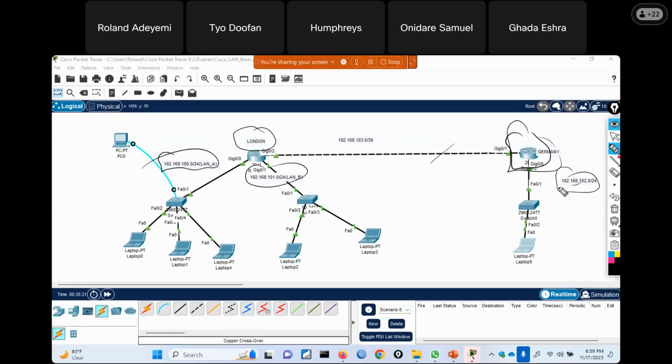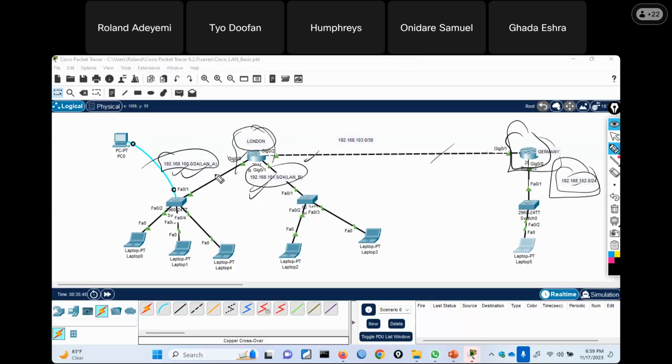So these ones are directly connected. The other 2 that are not directly connected, we inform the Germany router manually. When you go to the London router, it has 3 that are directly connected. The last one that is not directly connected, we told London about it. So with that, everybody can talk to everybody.